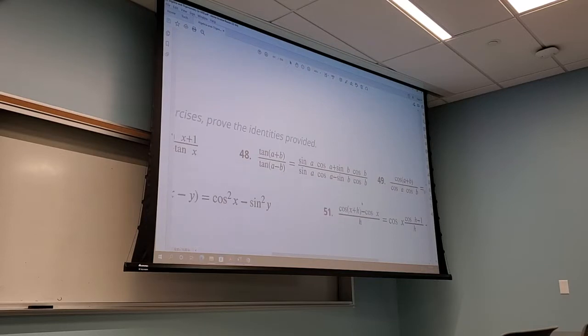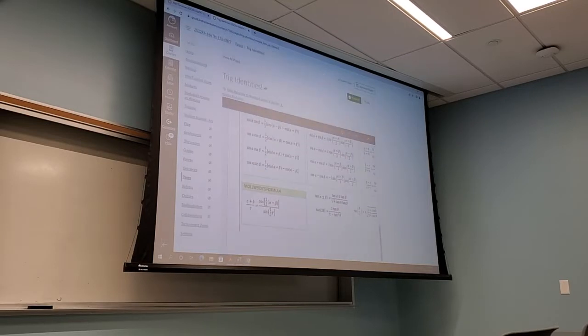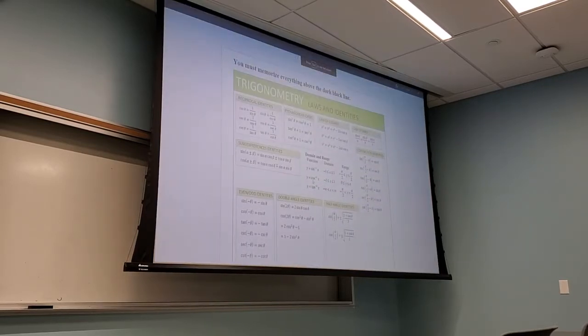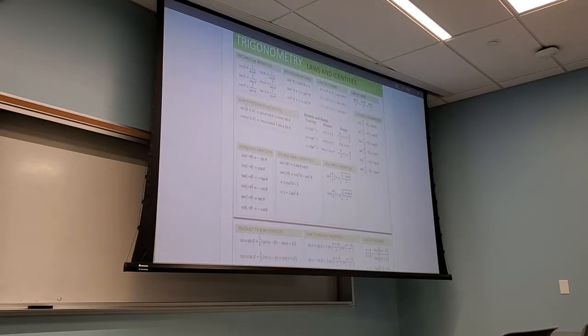Prove the identities, okay. So just to remind you guys, I didn't bring hard copies. I'll bring hard copies tomorrow, but you can print this out for yourselves. The trig identities are up in Canvas. I'll bring some hard copies tomorrow of this, and remember how this works. Everything above the black line, you need to know. You need to memorize, or you need to have a way to remember them somehow, right?